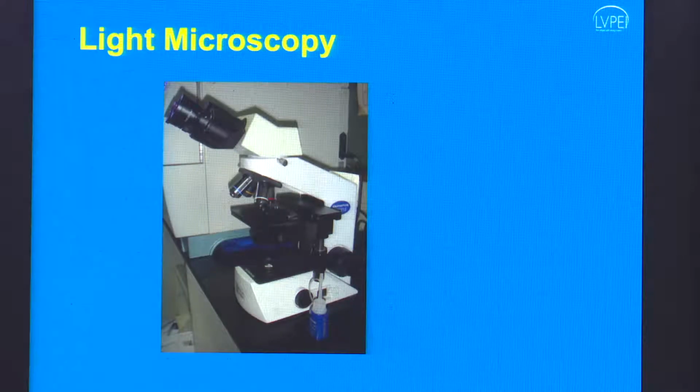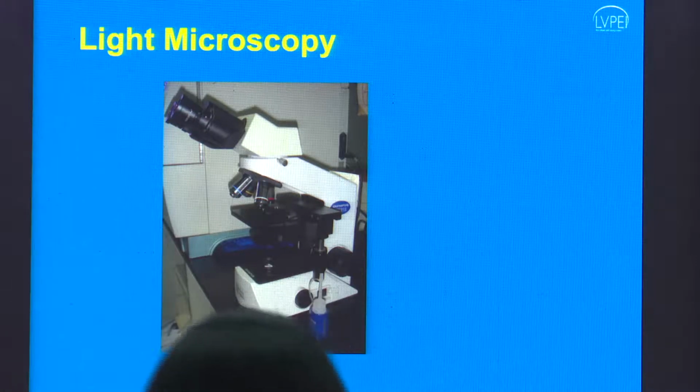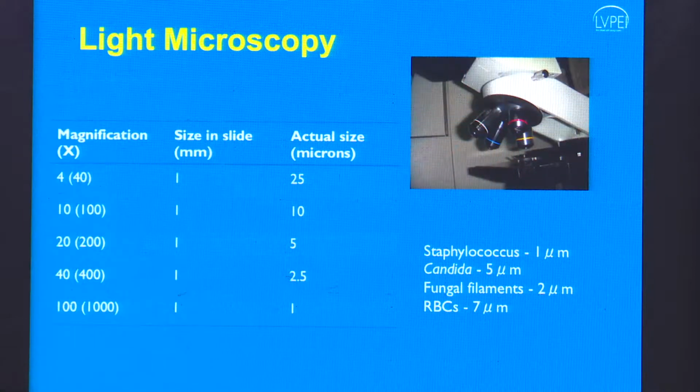Light microscopy, everybody can do. I encourage the ophthalmologists to have a microscope in their own clinic if they have no access to a microbiology laboratory, and this doesn't cost more than 50,000 rupees, and one can have an idea of the size of the organism. Sometimes I get pictures which are totally far from the expected size of the organism.